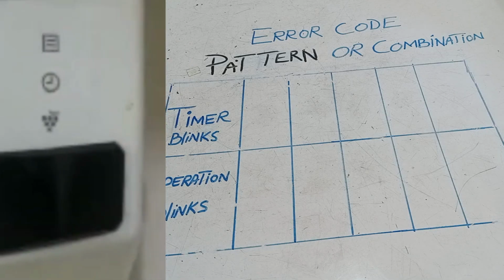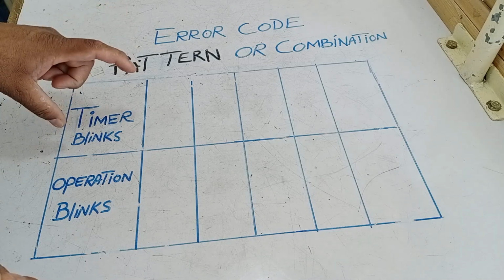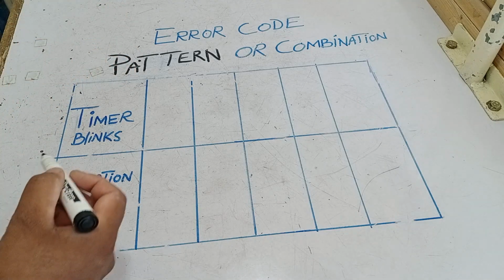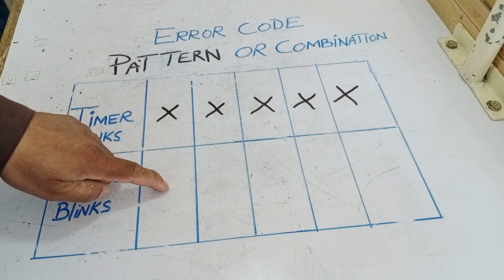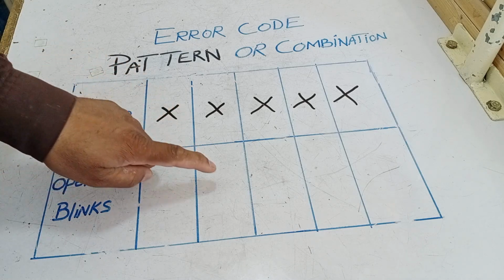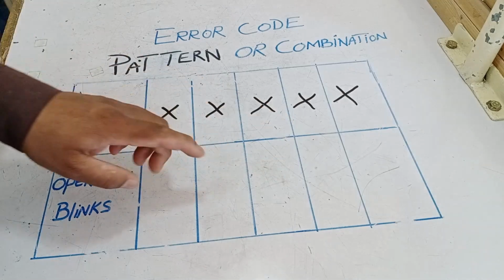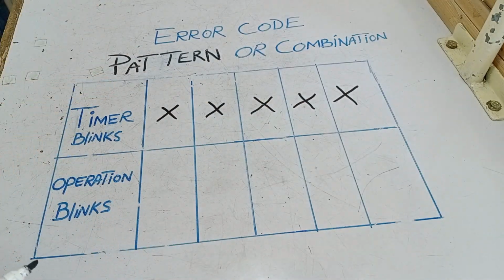First, we'll observe the timer light because it is the primary light. In all error codes, the timer light will always blink. Next, we focus on the operation light. At one moment, it will blink, and at another, it won't. By following this sequence, we determine which error code is being displayed.